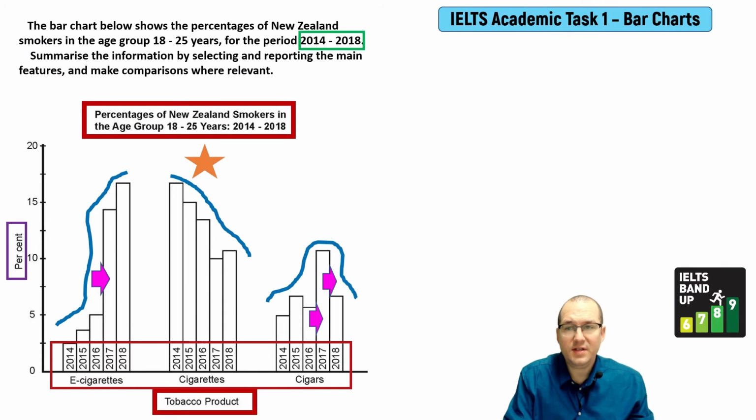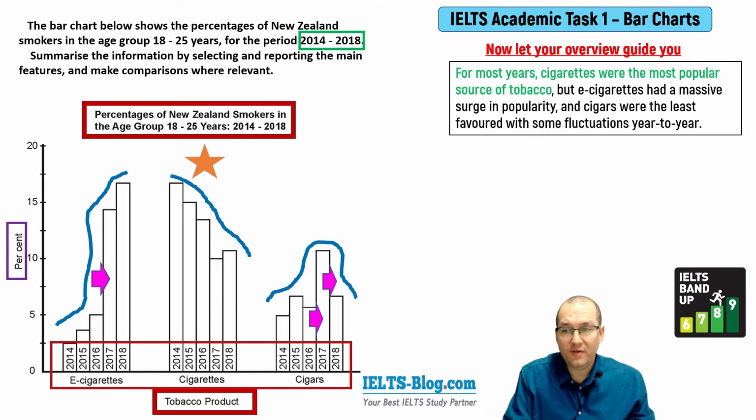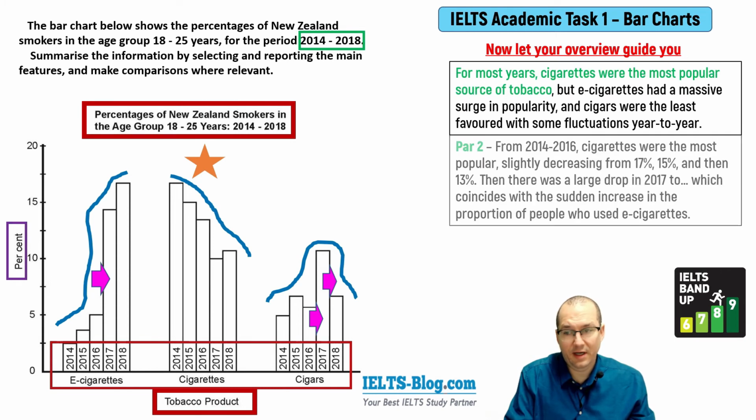Now, all you have to do is let your overview guide you. So basically, you've got, for most years, cigarettes were the most popular source of tobacco. So in my paragraph 2, I'm just going to focus on that. From 2014 to 2016, cigarettes were the most popular, slightly decreasing from 17%, 15%, and then 13%. Then there was a large drop in 2017, and again, you just put in the numbers, which coincides with the sudden increase in the proportion of people who used e-cigarettes.